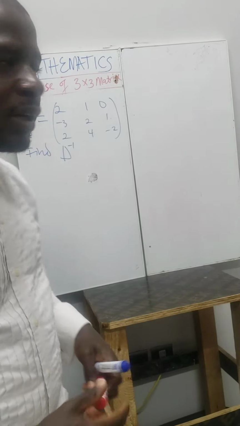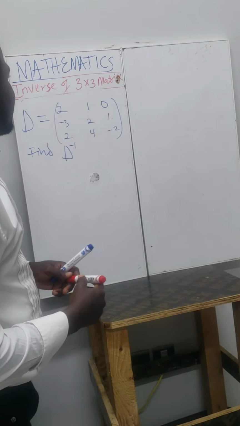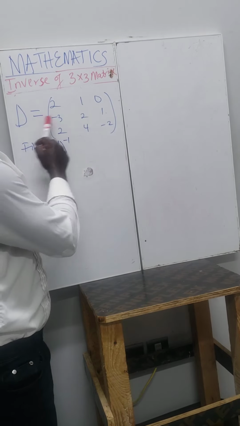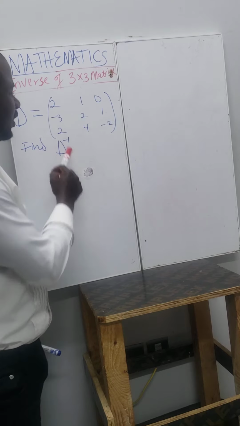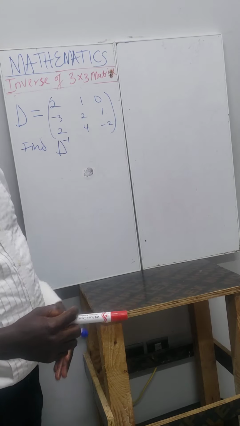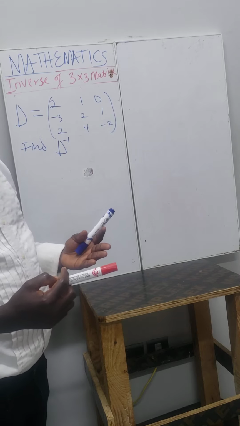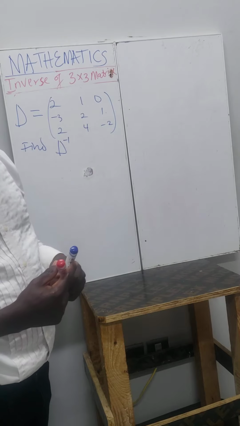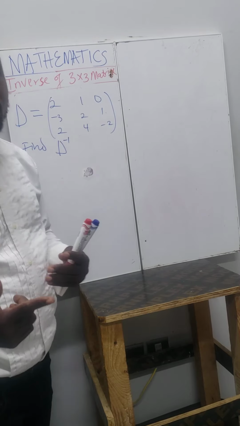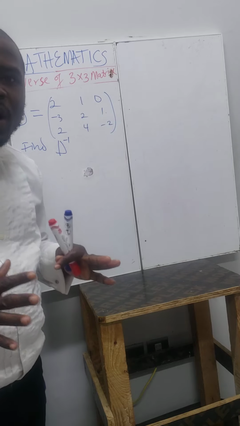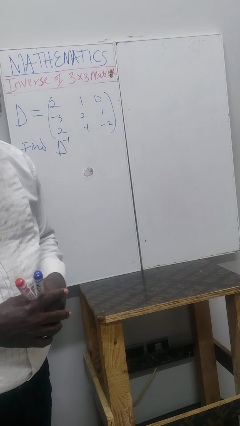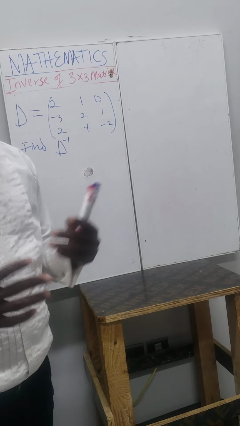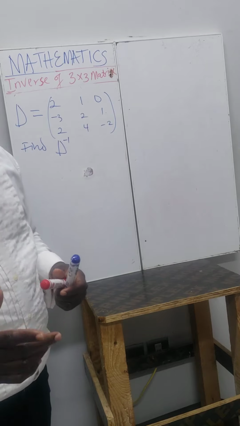In our class today, we shall be treating inverse of 3 by 3 matrix. Assuming we have this matrix D, and we are asked to find the inverse of matrix D. Now, to find the inverse of a 3 by 3 matrix, it's not as simple as that of a 2 by 2 matrix. Although it is not difficult, it requires us to take some steps in order to be able to find the inverse of a 3 by 3 matrix.